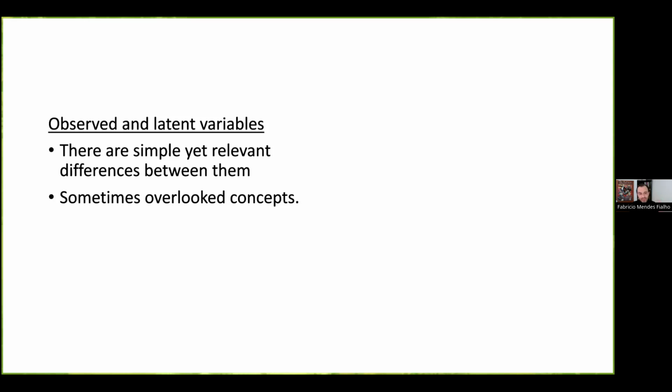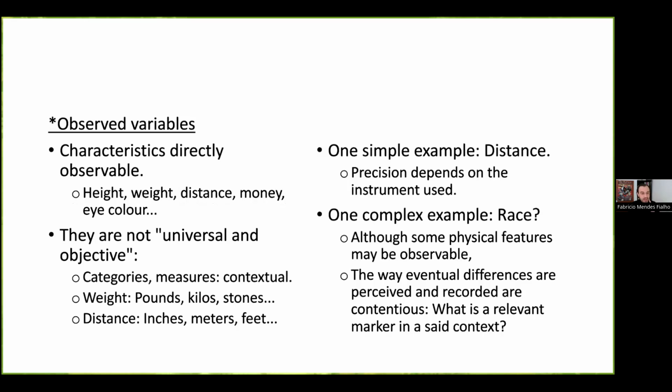I think you will see that the definition of observed variable is more intuitive than the latent variable, but they are both very useful ways to organize and to gather information from phenomenon of interest. Okay, so let me start with observed variables. As the name says itself, an observed variable is simply a way to record information and characteristics that are or should be or could be directly observed.